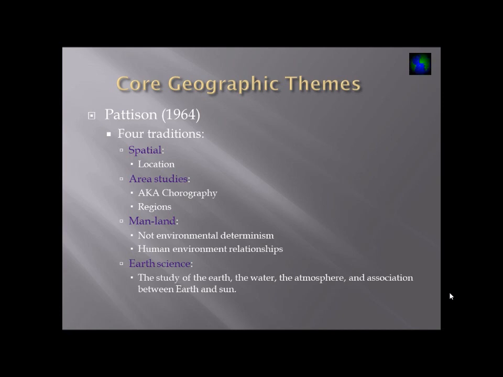Earth science is the study of the earth, the water, the atmosphere, and the association between the earth and the sun. I would say climatology would probably be the most widely known of the earth sciences that geographers become involved with. Physical geography basically is geology without the mineralogy component to it.